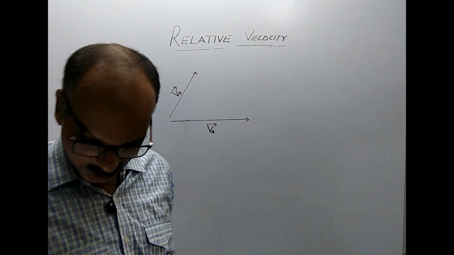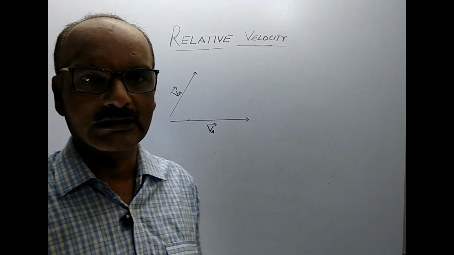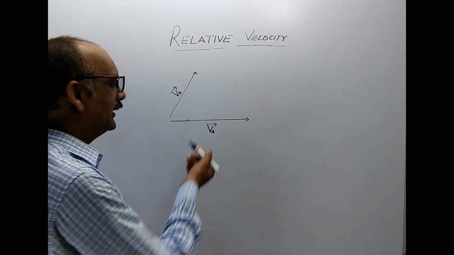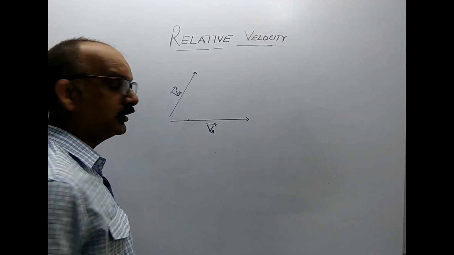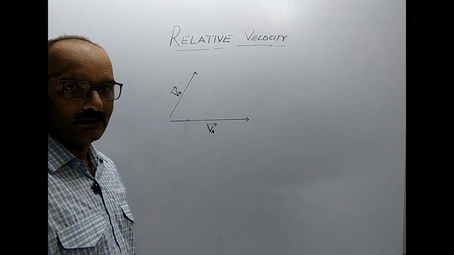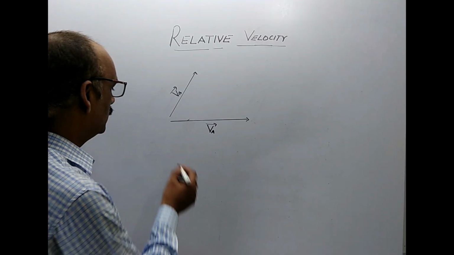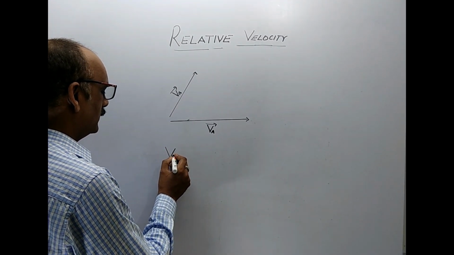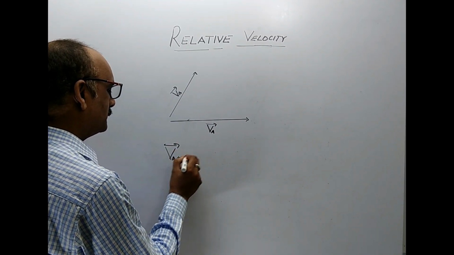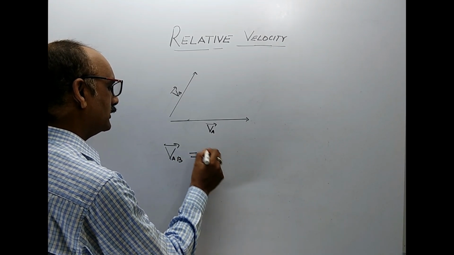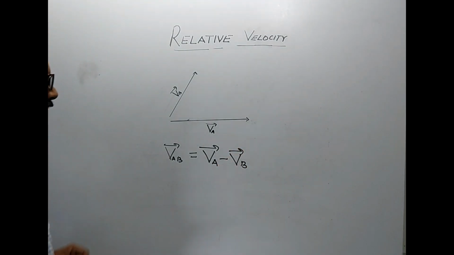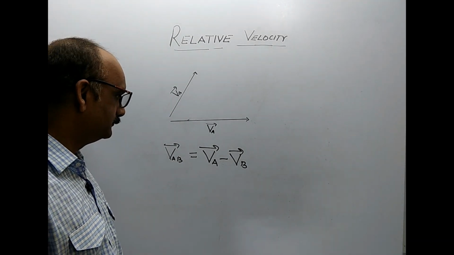In this video, we are going to discuss relative velocity in a plane. Consider two bodies A and B whose velocities are vector VA and vector VB, and they are making angle theta with each other. Now, velocity of A with respect to B equals velocity of A minus velocity of B. All these things will be in vector form.